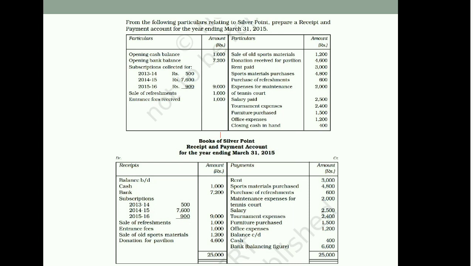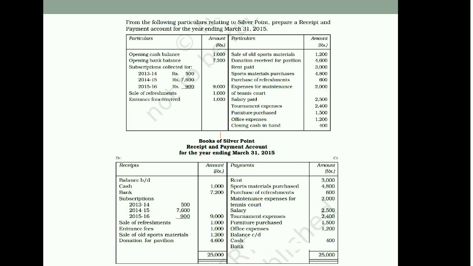Next is sale of old sports material. Whenever we are making any kind of sale, it will be an income. It will be on the debit side, 1,200. Next is donation received, also an income, 4,600 on the debit side. Next is rent paid, expense. Sports material purchased, expense. Purchase of refreshment, expense. Expense for maintenance, also an expense. Then salary paid, expense, tournament expense, furniture purchased, office expenses, all are your expenses. And at last, that is the final answer. How it all came, let's understand.